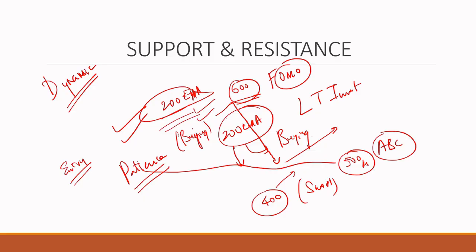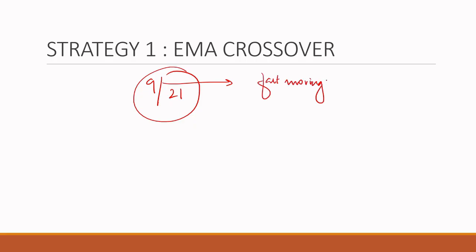9 and 21 are most important for an intraday trader. I will speak about that next. EMA crossover. We spoke about the 9 and 21 combination. Now what is 9? 9 is called a fast moving line, a fast moving average, and 21 is called a slow moving average.